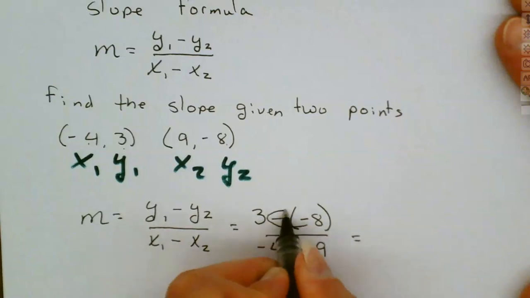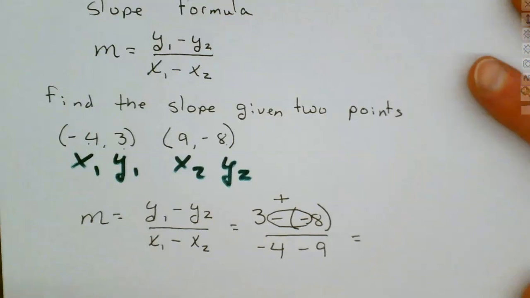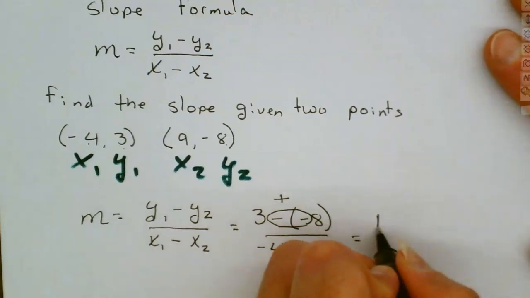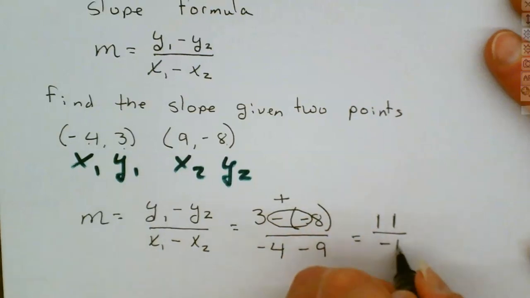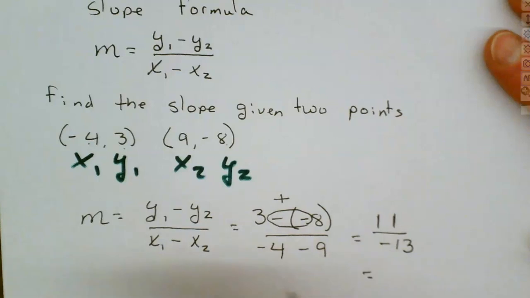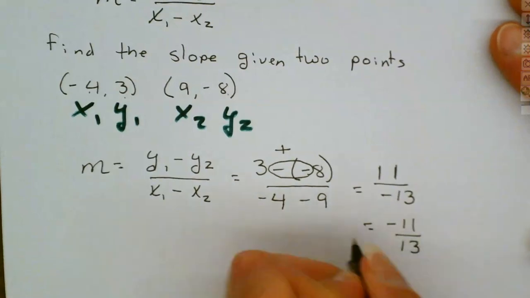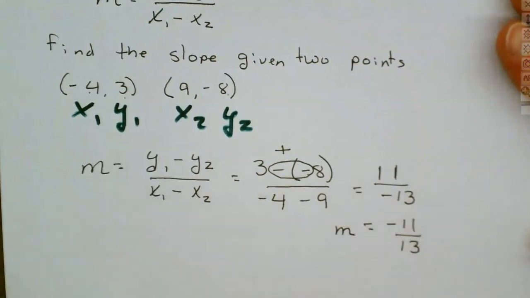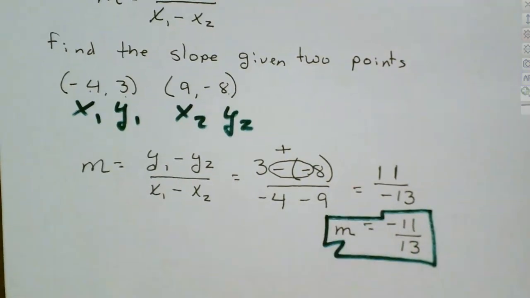Double negative, we know, makes that positive. And 3 plus 8 makes it positive 11. And minus 4 minus 9 makes it a minus 13. I'm going to write that for my final answer as a minus 11 over 13. So that is my slope: minus 11 over 13.